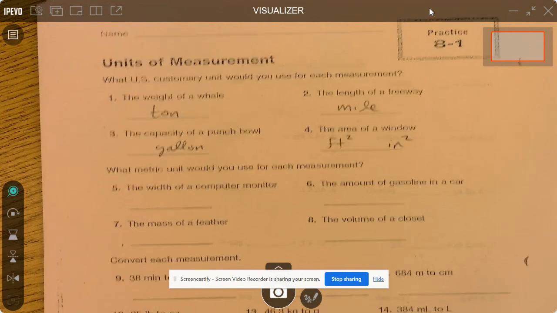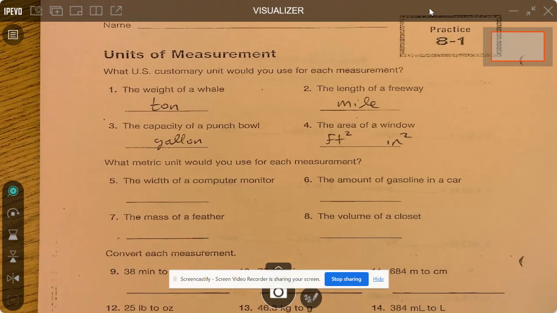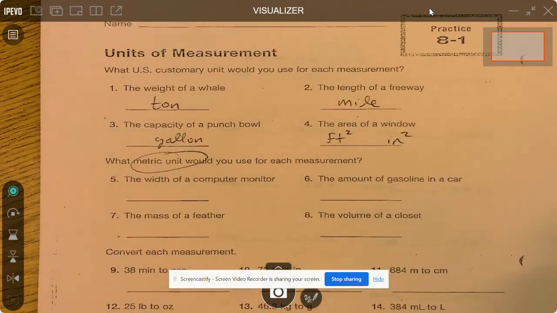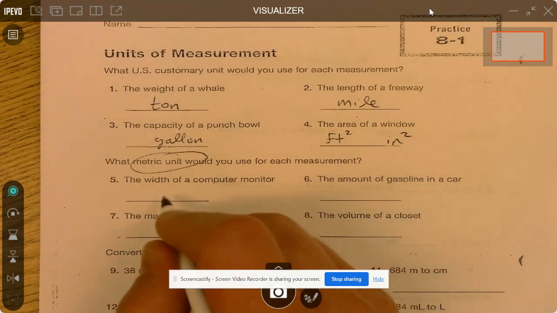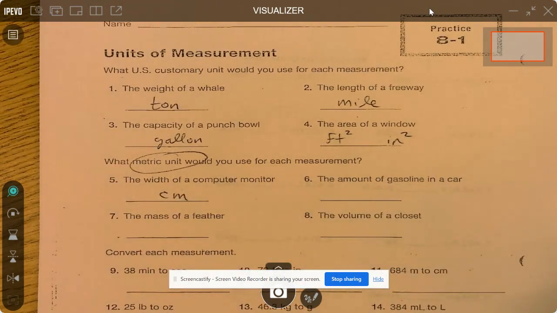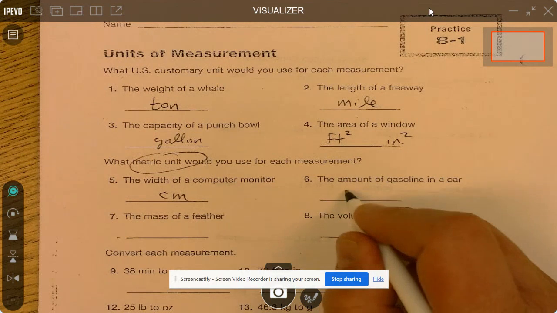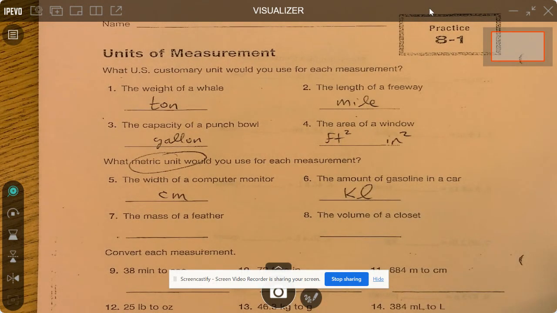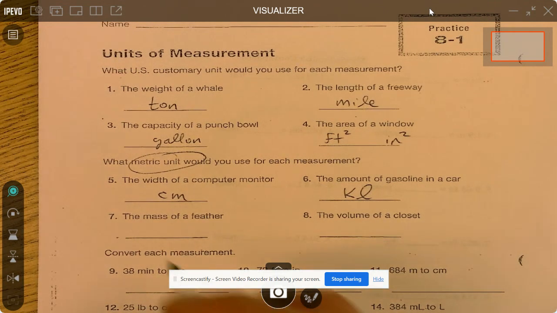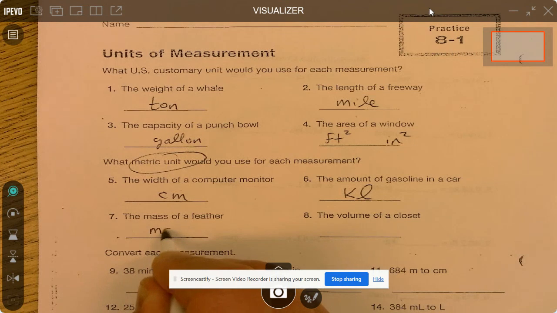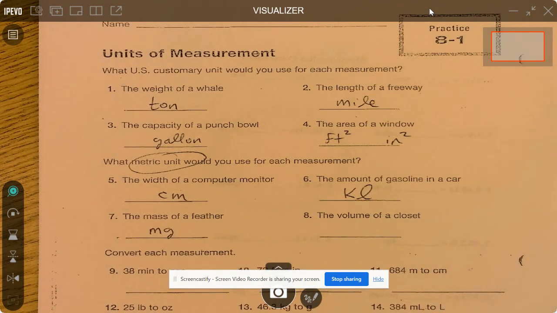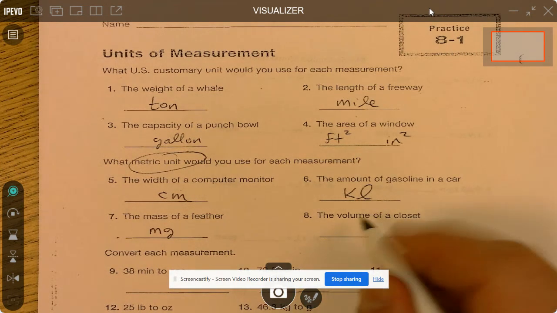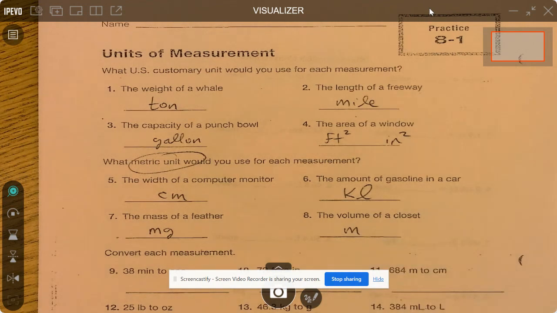Now, as you go down into 5, 6, 7, and 8, everything here is only on metric. So a computer monitor would be in centimeters. The amount of gasoline in a car would be kiloliters, which is very soon like a gallon. A weight of a feather doesn't weigh much at all, so it's smaller than an ounce. It's like a milligram. And the volume of your closet would probably be in meters.